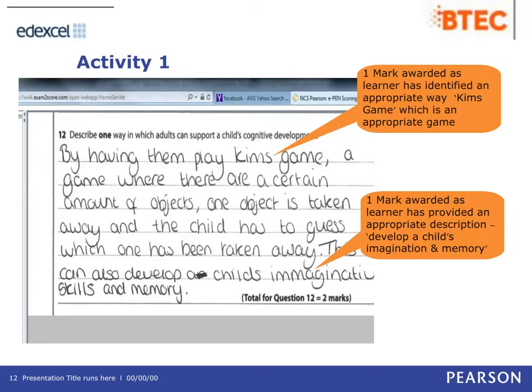This response was awarded a total of 2 marks. Although the learner has not quoted exactly what appears in the mark scheme, providing appropriate games, they have correctly identified a game that would support cognitive development. 1 mark was awarded for an appropriate link, imagination or memory, which does appear in the mark scheme. Key message: where a total of 2 marks are available, encourage learners to develop their answers by providing appropriate examples and to avoid repeating the question.